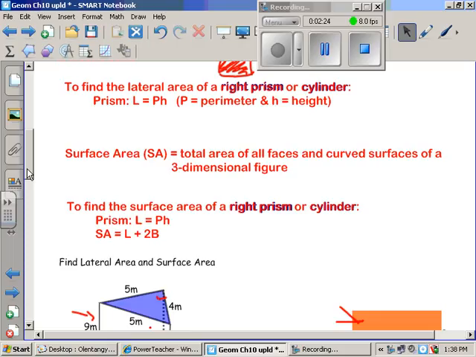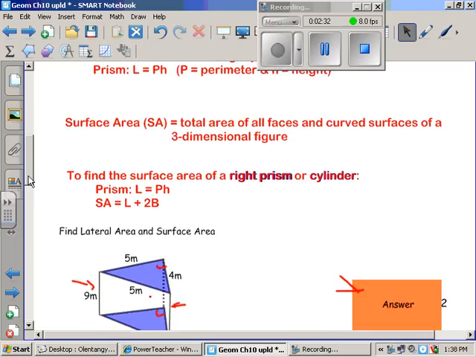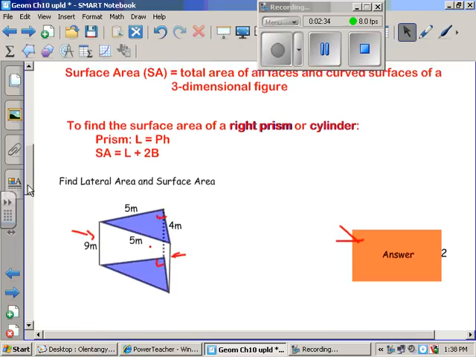Surface area is the total area of all the faces and curved surfaces of a three-dimensional figure. To get that, we are going to draw a net, calculate the area of all the different faces, add it up, and that's going to be the total surface area. In this case, we're going to find the lateral area first, then add it to the bases to get the total surface area.